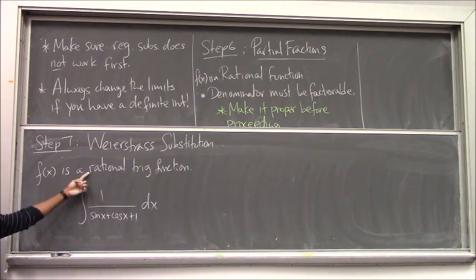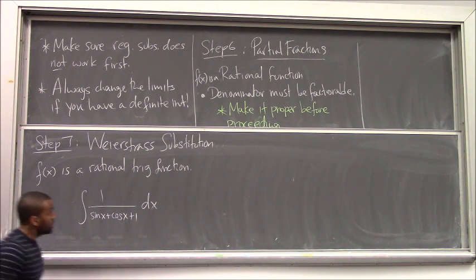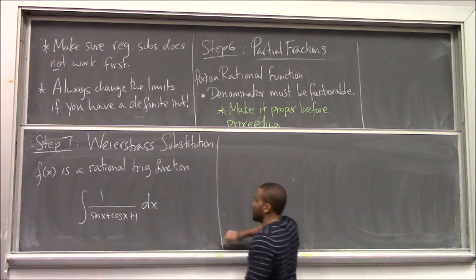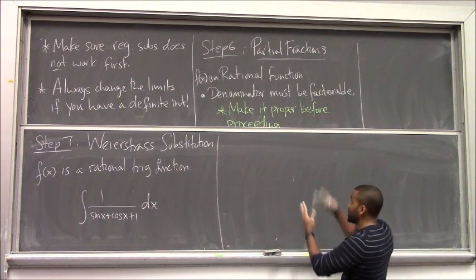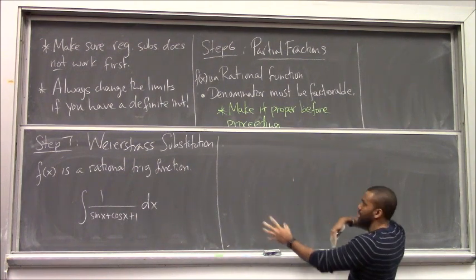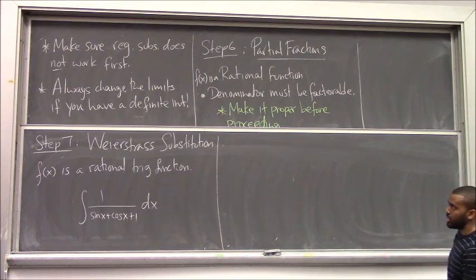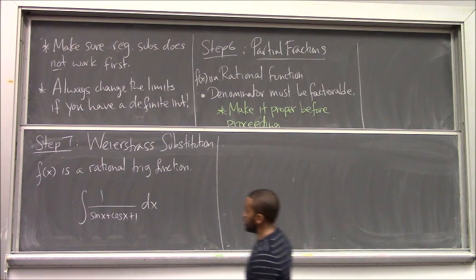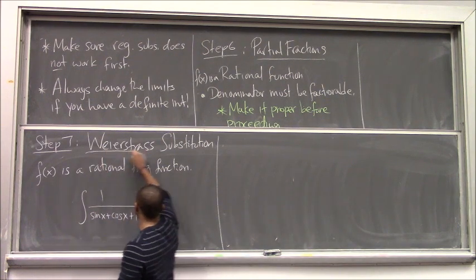There are a few cases where it will work out even if it's not strictly speaking a rational trig function, but I wouldn't ask you a problem with that. So it's a rational trig function, right? So it looks like a rational function, but instead of x's, you have sines of x's or cosines of x's, or you have trig functions instead of just x's. So that's where a Weierstrass substitution would be useful. If you have a rational trig function.